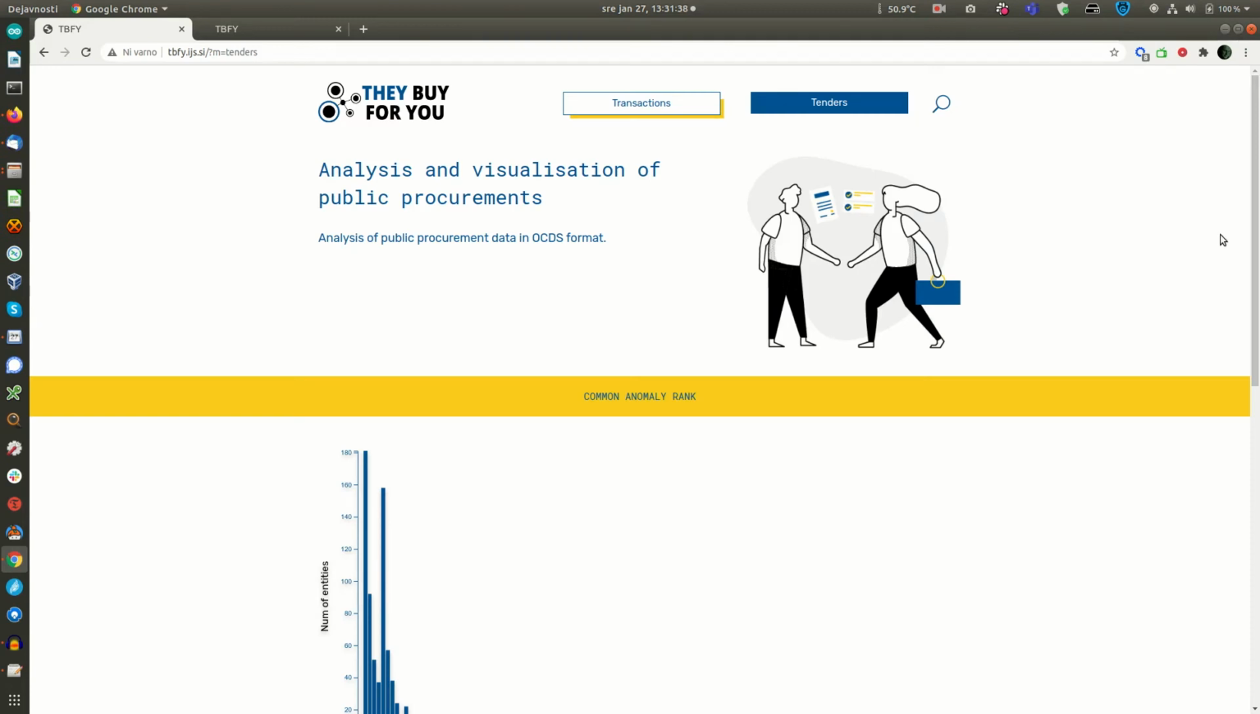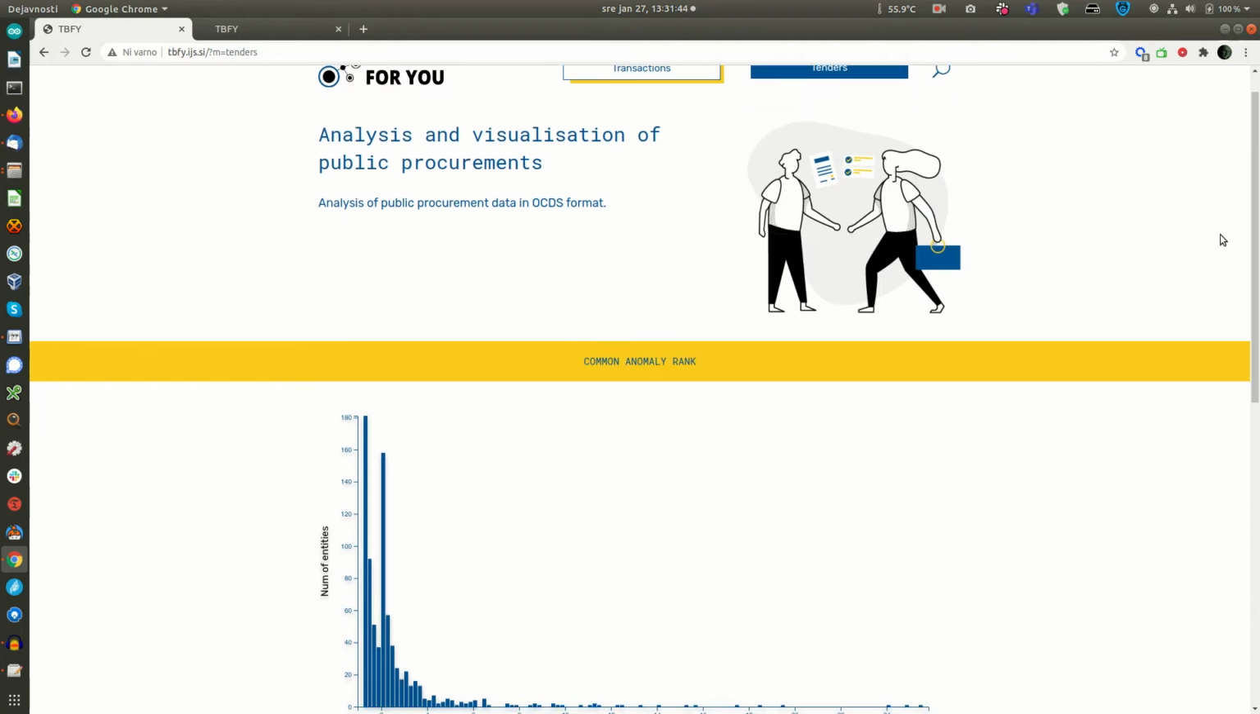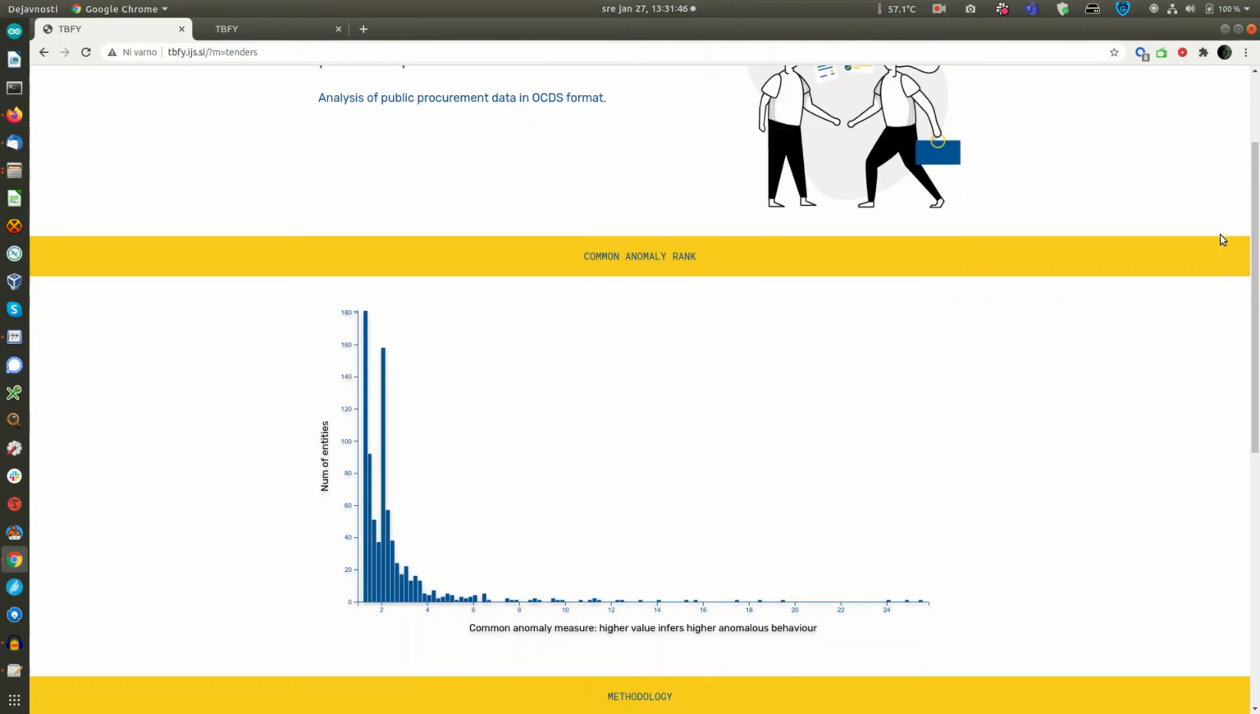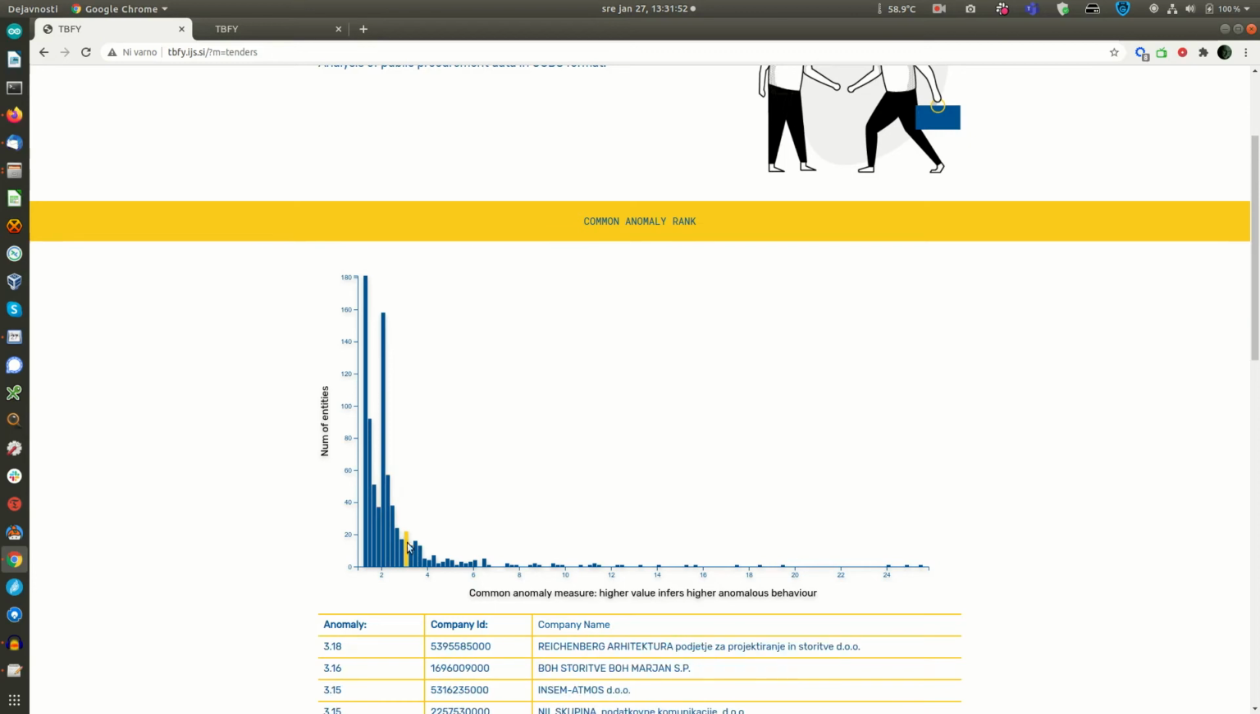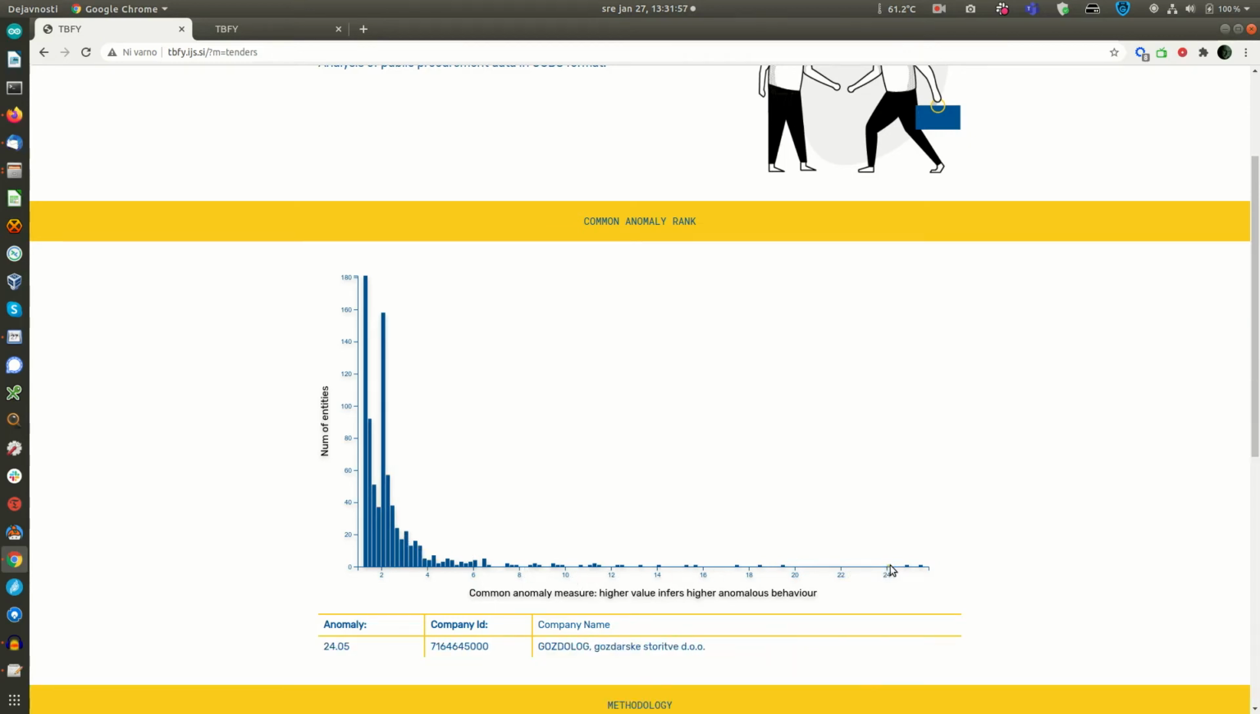Another part of the platform is focused on anomaly detection in tenders. We have implemented several anomaly detection methods. However, on the main page we are presenting the common anomaly rank, which is a synthetic anomaly measure. Companies with a higher value exhibit more anomalous behavior.